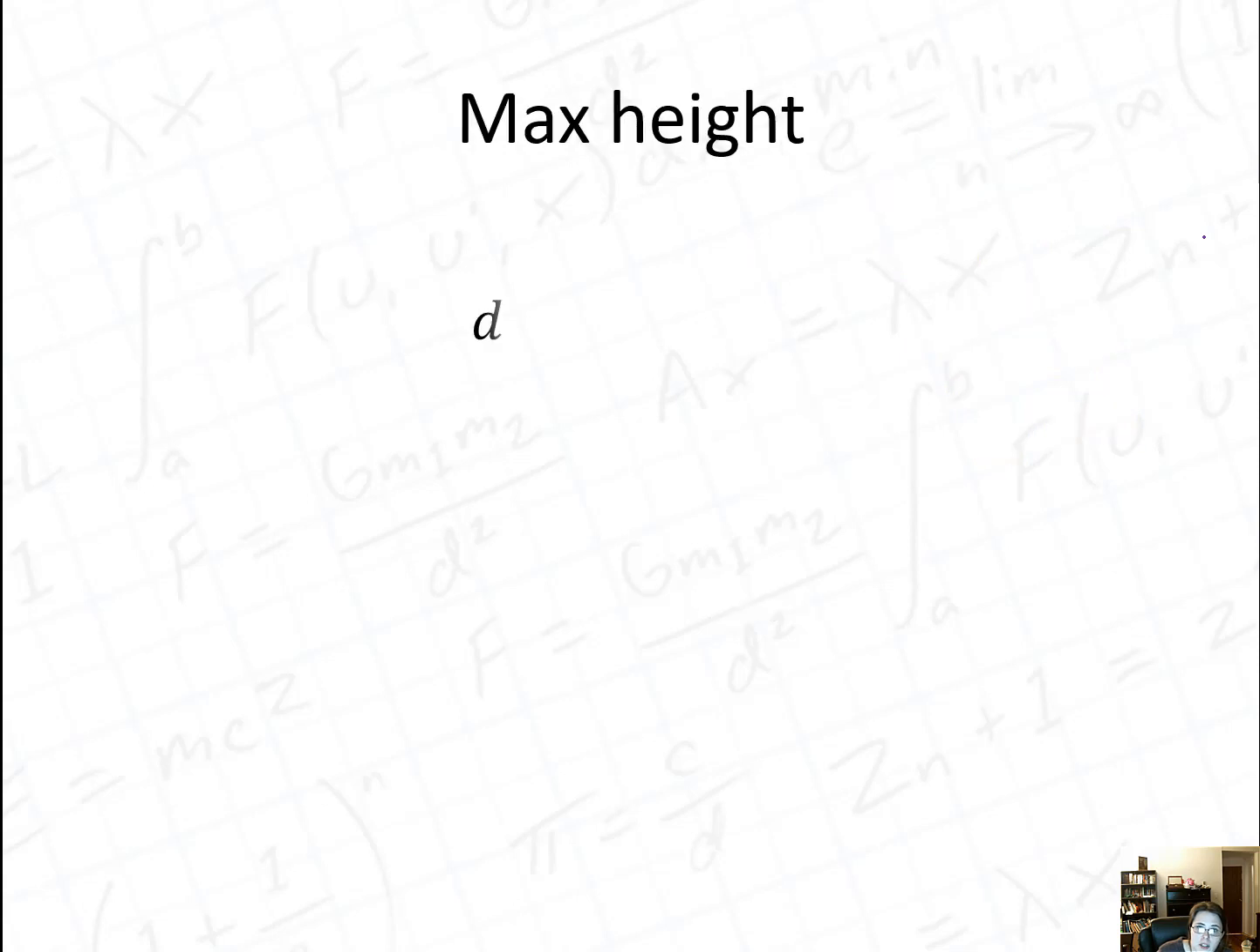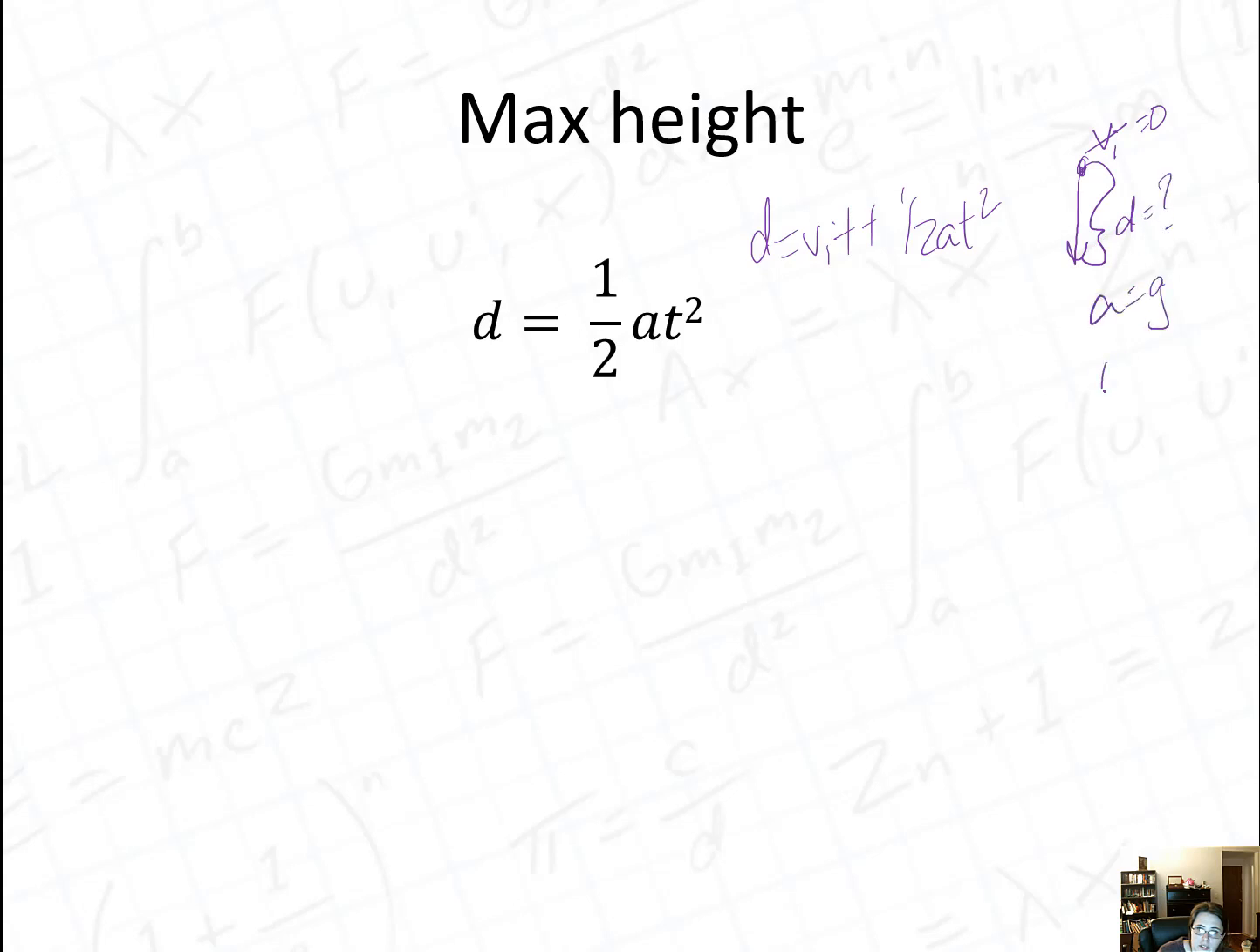The maximum height is going to be d equals 1/2 at squared. This comes from our d equals vit plus 1/2 at squared. And we're saying that this is free fall because we're just dealing with the y direction, and that's the only thing that has acceleration. So the initial velocity is equal to 0. And then we're looking for this distance. A equals g, the time we had from before. It was given to us.